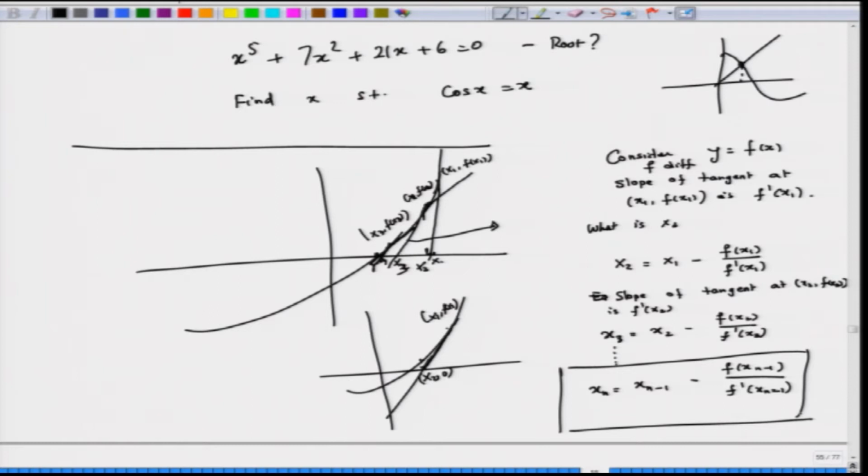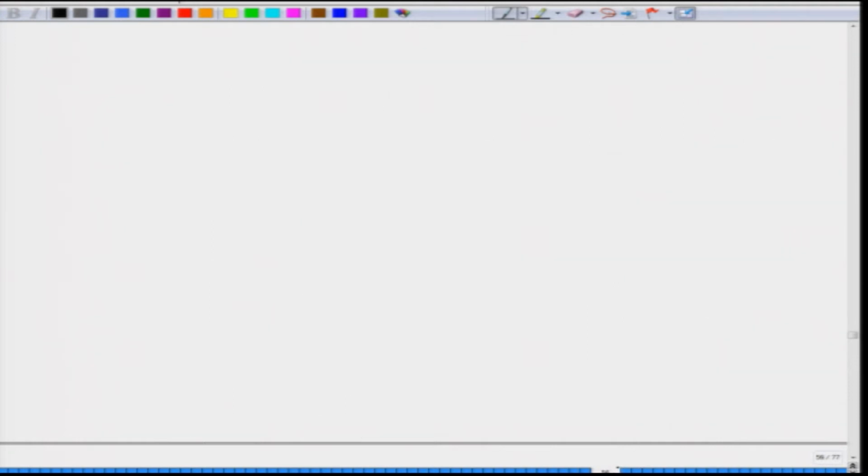So, this method is called Newton's method, or sometimes in literature you will find it called the Newton-Raphson method. What it says is that basically for large n, x n is close to the root r.